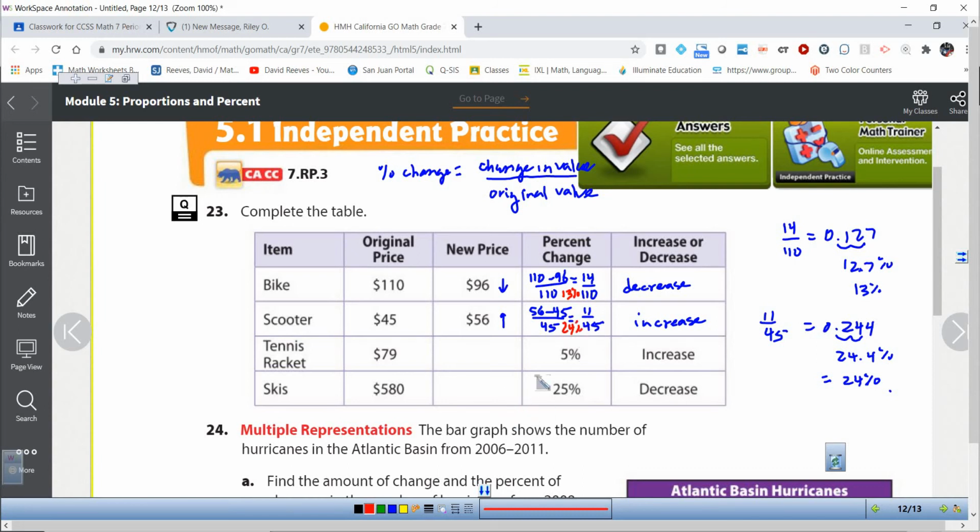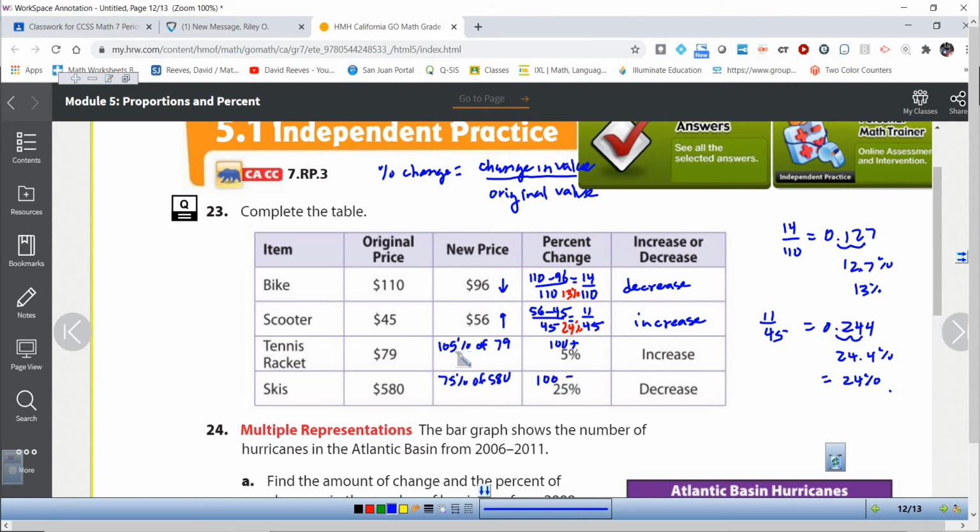All right, this one right here, we have a 5% increase, right? So for this one, we would need 105% of 79. This one is a 25% decrease, right? So this we would need 75% of 580. Again, when it's an increase, you add. So this is 100 plus 5%, which is 105%. This one right here is going to be 100 minus 25. That's what we got, 75%.